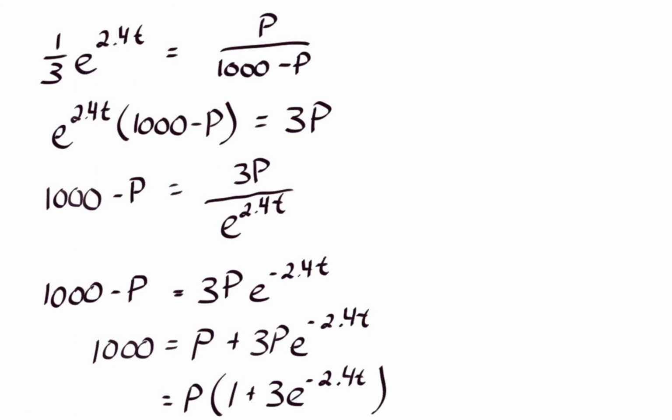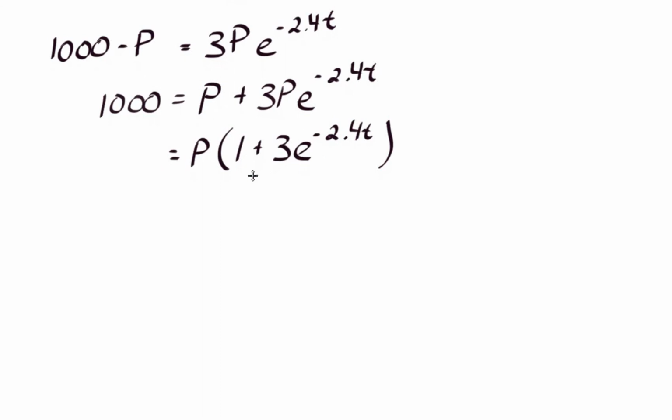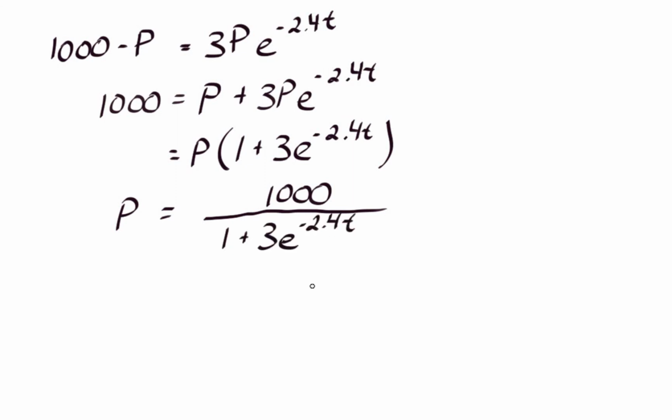One more step to go. Let's divide both sides by this brackets, right? Now also do a switcheroo just to get the p by itself on the left. We get 1000 on the top, and this guy 1 plus 3 times e to the negative 2.4t on the bottom. And that is exactly what we've been trying to prove in part B.